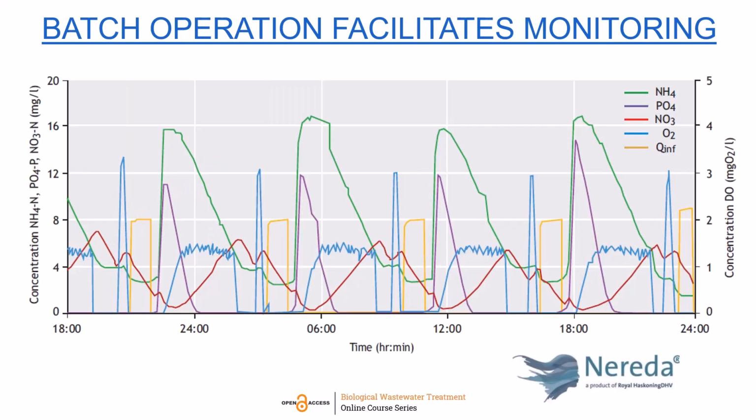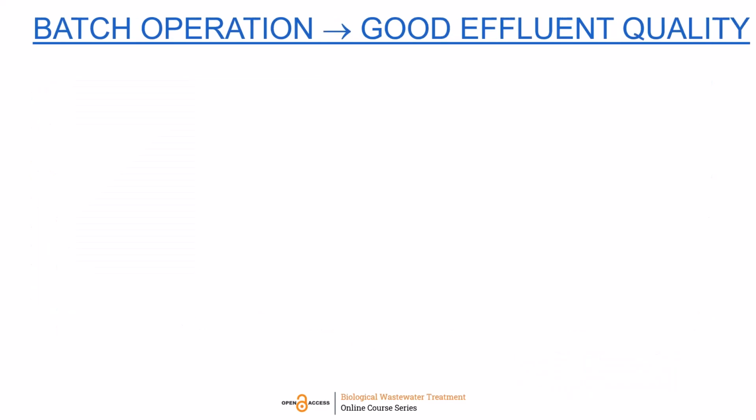Overall, the dynamic concentration profiles which are obtained during batch-wise operation contain a lot of information. The slope of the concentration profiles is related to the biological conversion rates and to the volume exchange ratio, that is, the fraction of the reactor volume which is replaced with fresh wastewater during each cycle. All of this information is very useful for process monitoring and control. This batch-wise operation also results in a good effluent quality.